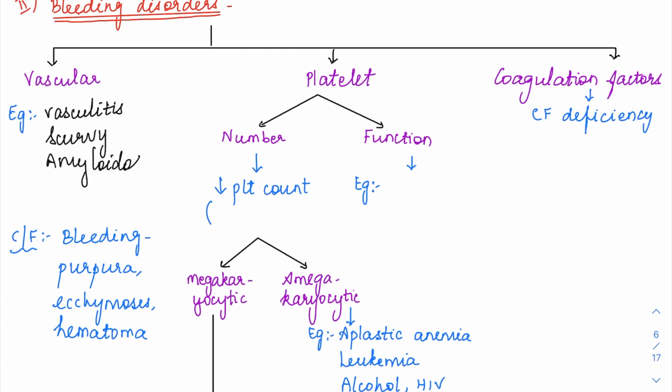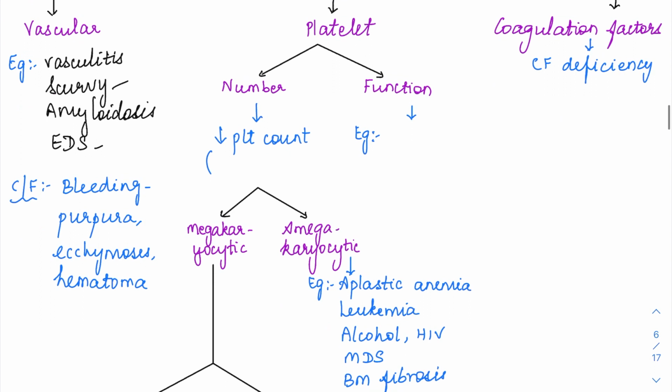amyloidosis, Ehlers-Danlos syndrome. In this, collagen is going to be defective, right? So collagen and elastin are going to be defective, so blood vessels will not be formed properly. They are going to be easily ruptured, so that will cause bleeding. In amyloidosis, the deposition of amyloid is most commonly around the blood vessels, right? So that will cause weakening of the vessel and that will lead to bleeding again.